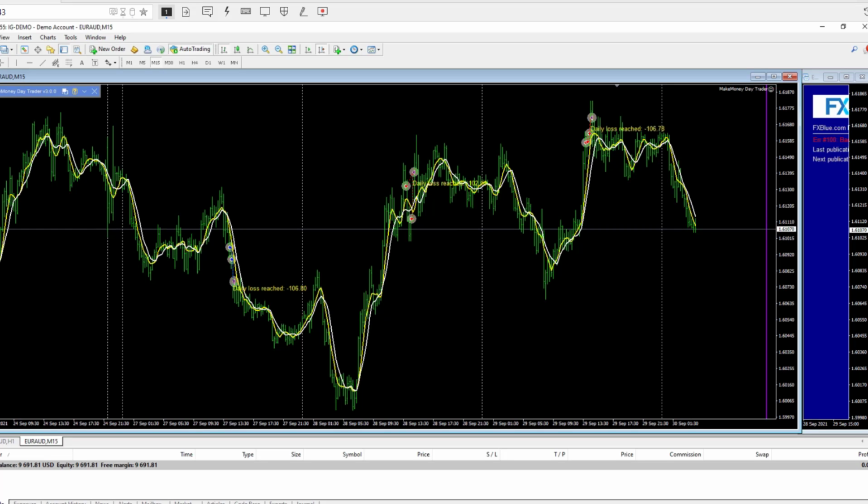That's the Euro Oz. The Euro Oz was a little bit problematic in the previous analysis. So interesting that might occur again. So let's move on to the next currency.